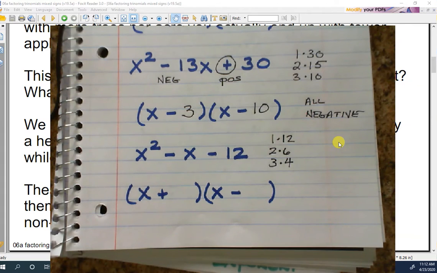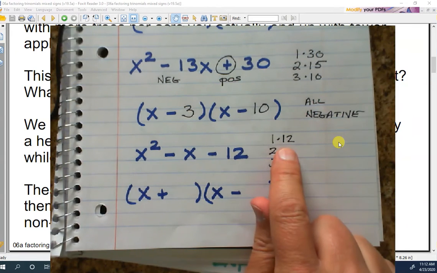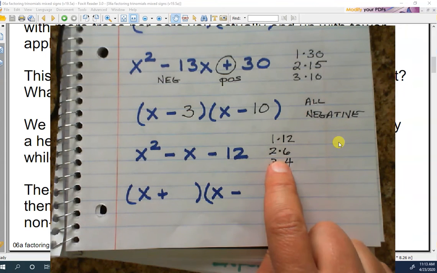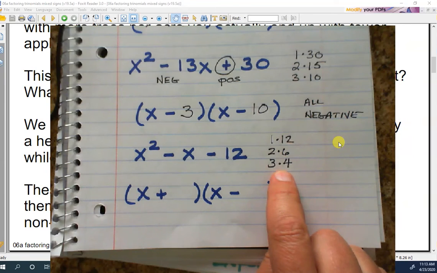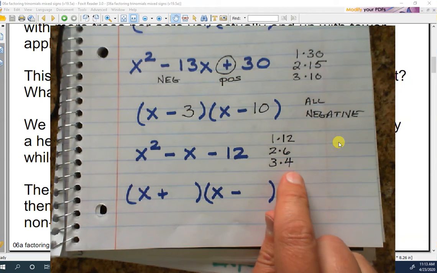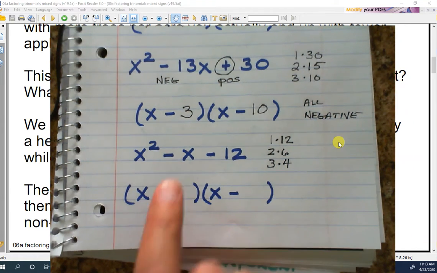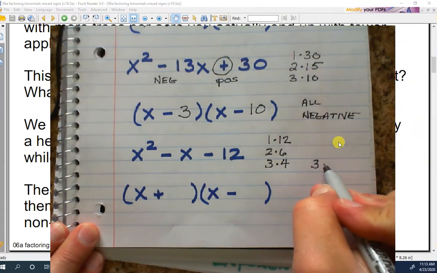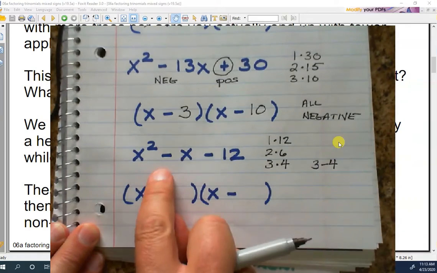Not 1. But now, because it's a mixed sign, I have to start thinking about adding and subtracting the numbers. So a 1 and a 12, that'll take me to a 13 or an 11. A 2 and a 6, that'll take me to an 8 or a 4. A 3 and a 4, that'll take me to a 7 or a 1. So I'm going to actually subtract these numbers. One will be positive, one will be negative, and I need to get to a negative 1. So how do I get to a negative 1 using a 3 and a 4? Well, it's going to be 3 minus 4 is my negative 1.